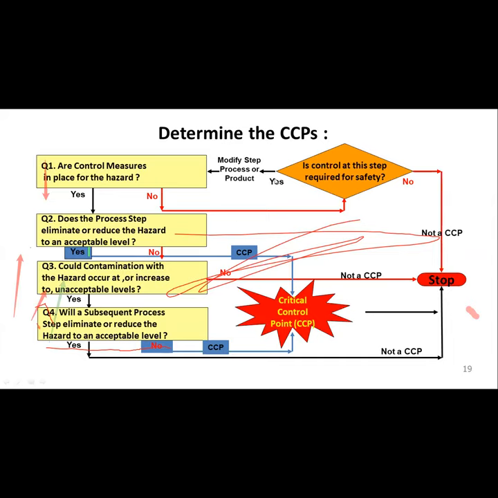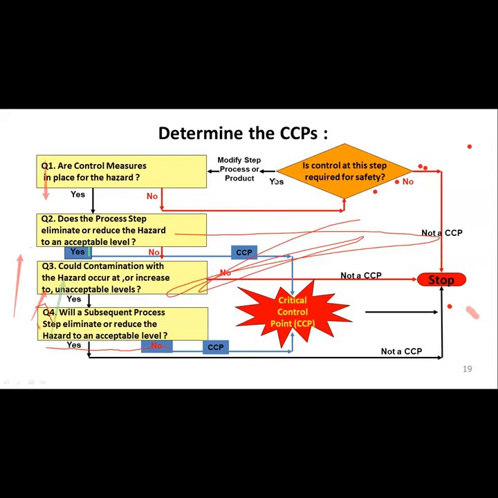For example, if the premises are not clean, that is a hazard. If lighting is improper, it is a hazard. So how do we cover this? We have defined the lux level and it is covered in our PRP, the prerequisite program, so we have the control measure for it. If it is not covered in the PRP and we have no control measure, then it should be covered under an operational prerequisite program.